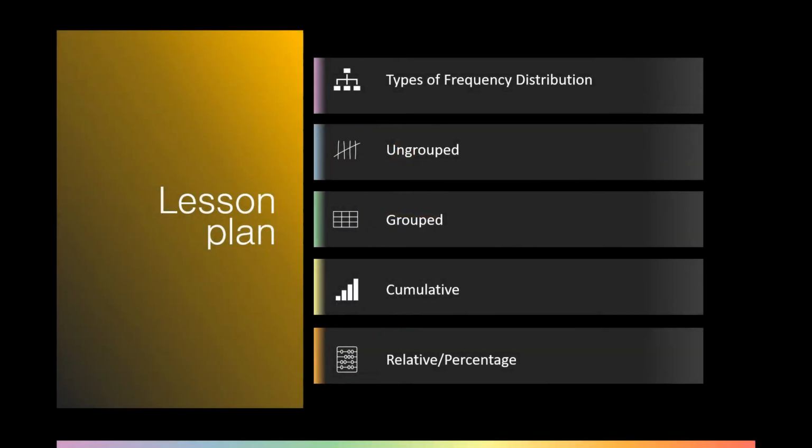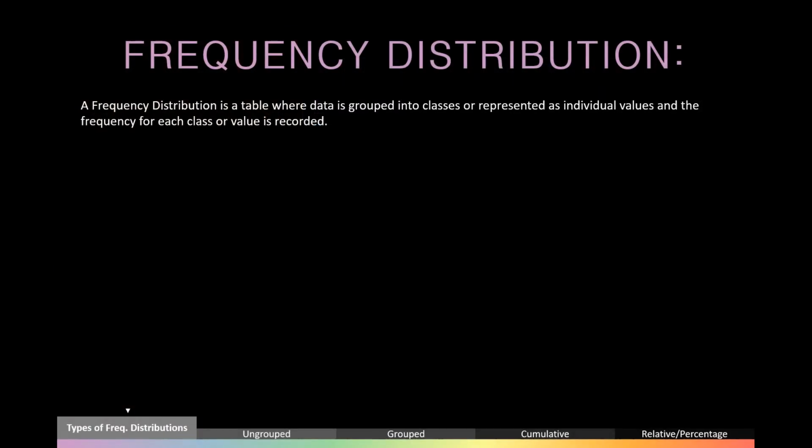Today's lesson, I'm going to discuss the different types of frequency distributions that we get, and I'm going to explain the differences between them and how they can be constructed. A frequency distribution is essentially a table where data is either grouped into classes or it's represented as individual data values, and the frequency for each class or each unique data value is recorded. A frequency distribution gives us insight into the distribution pattern of the frequencies.